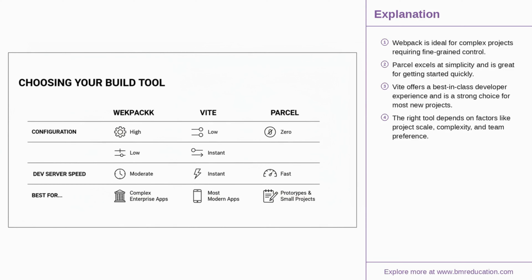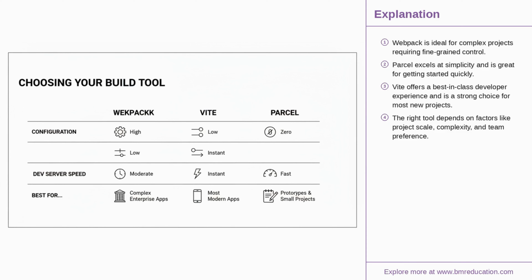So, which tool should you choose? It all depends on your project. For large, enterprise-level applications with complex build needs, Webpack's power and flexibility are unmatched. For a quick prototype or a smaller project where you want to avoid configuration overhead, Parcel is a fantastic choice. And for most modern applications, Vite offers an incredible balance of speed, modern features, and a great developer experience, making it a popular default choice today.